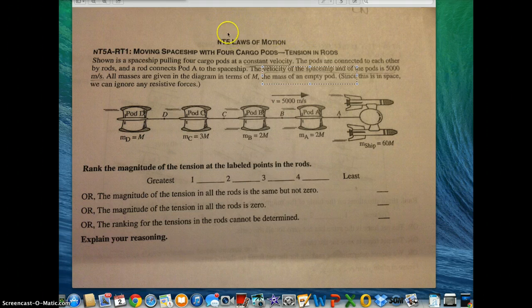And since the acceleration is 0 and the net force on each and every pod is 0, that means that, for example, for pod D and pod C, the force pulling on pod D and pushing on pod C are going to be equal. So essentially, the magnitude of the tension in all of the rods is 0.